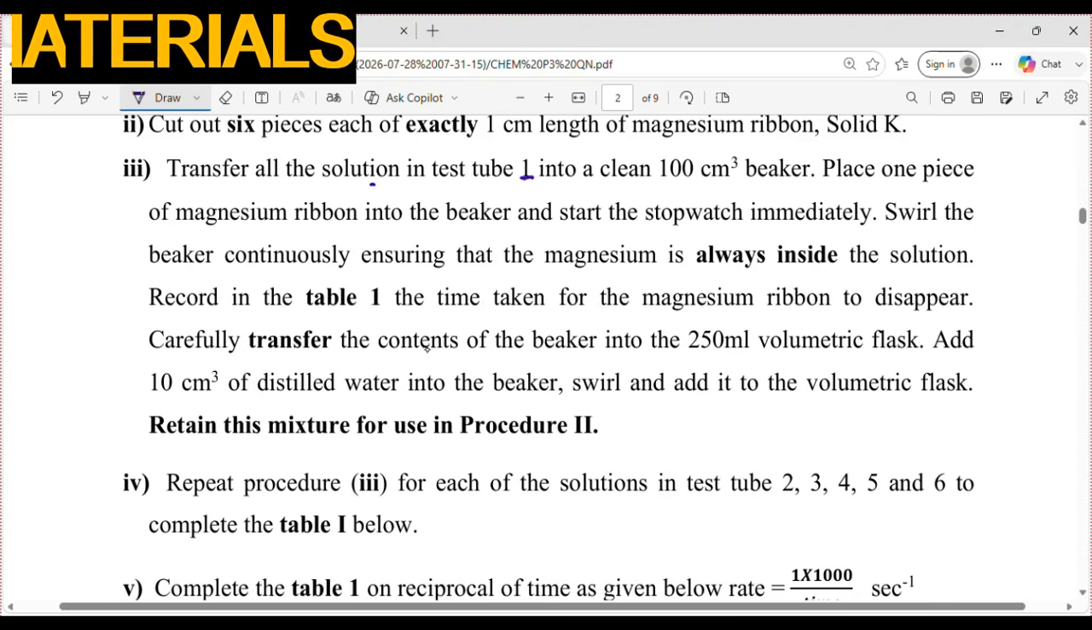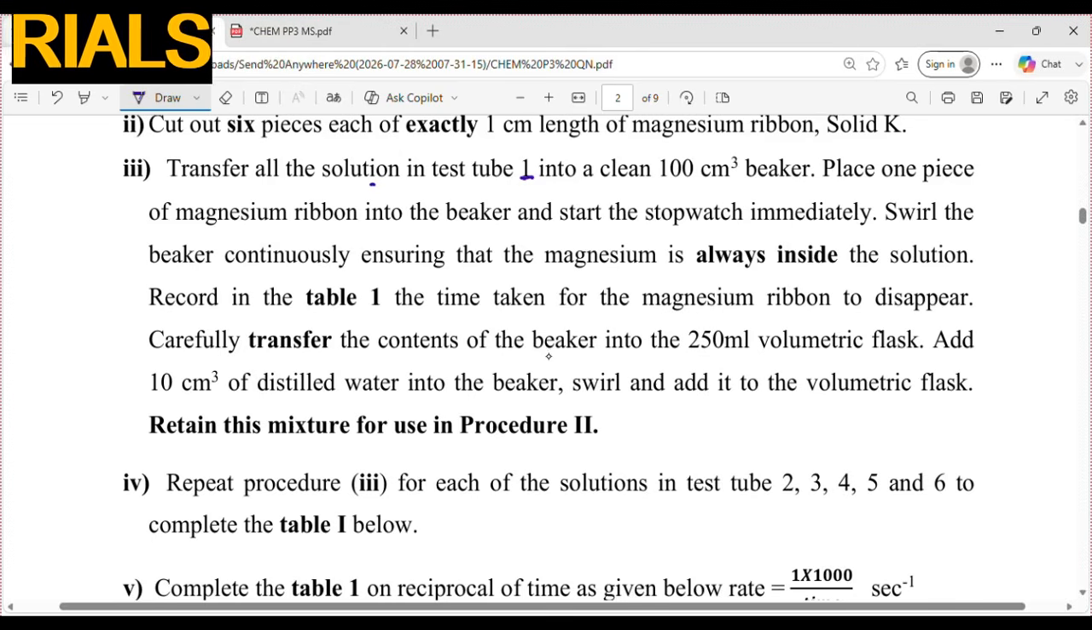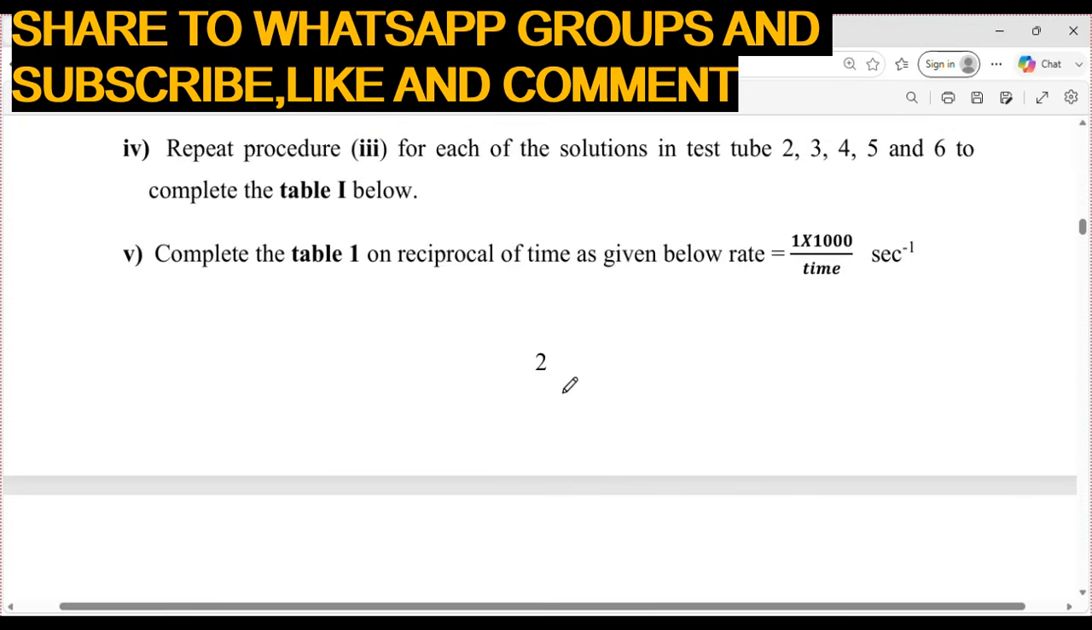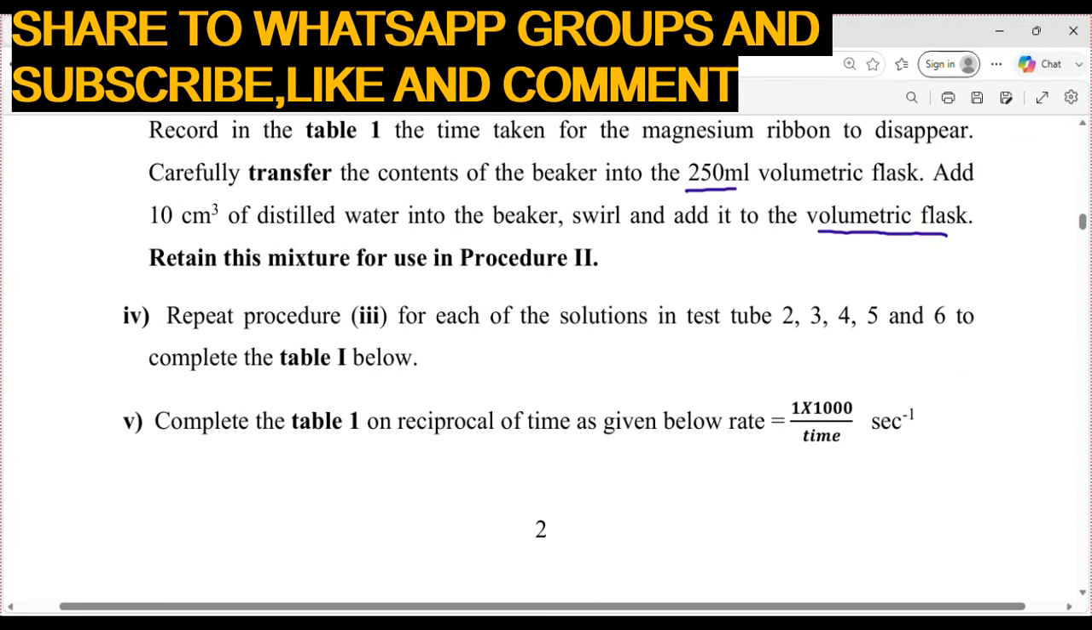Carefully transfer the content of the beaker. After the reaction has ended, you need to transfer the content into the 250 ml volumetric flask. Add 10 centimeters cube of distilled water into the beaker. Swirl and add it into the volumetric flask. This is to ensure that all the content in the beaker is put into this one. Now we are done with that. Once you have done the first procedure, you repeat procedure 3 for each of the solutions 2, 3 up to 6. Then complete the table below.